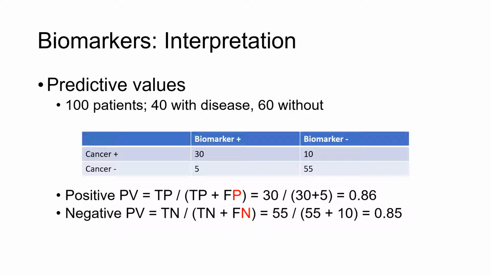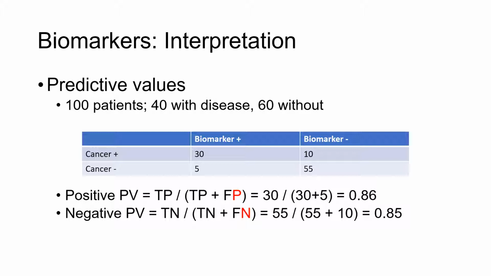To deal with that, we can also calculate predictive values as demonstrated here. And to do that, we simply change one number in each equation. For example, instead of calculating sensitivity using true positives divided by the sum of true positives and false negatives, we can calculate the positive predictive value by dividing true positives by the sum of true positives plus false positives. This gives us a value of 0.86 or 86%. The negative predictive value is calculated from true negatives divided by the sum of true negatives plus false negatives. And in this example, we get a value of 0.85 or 85%.